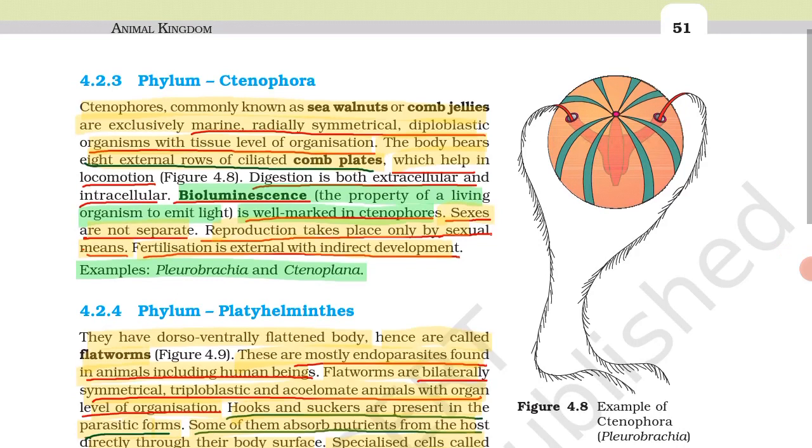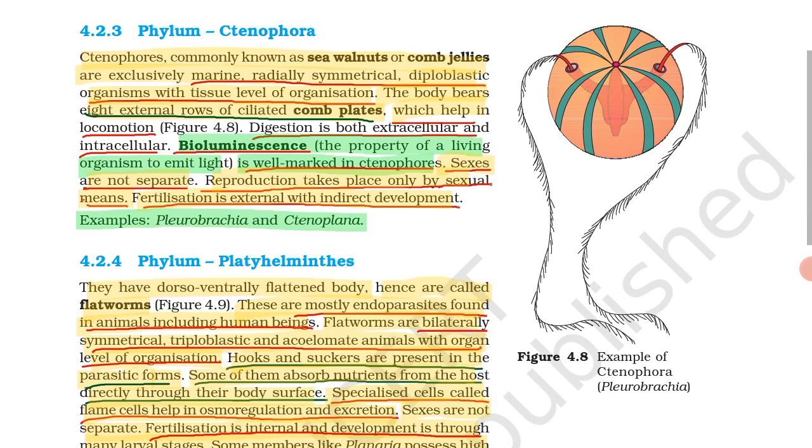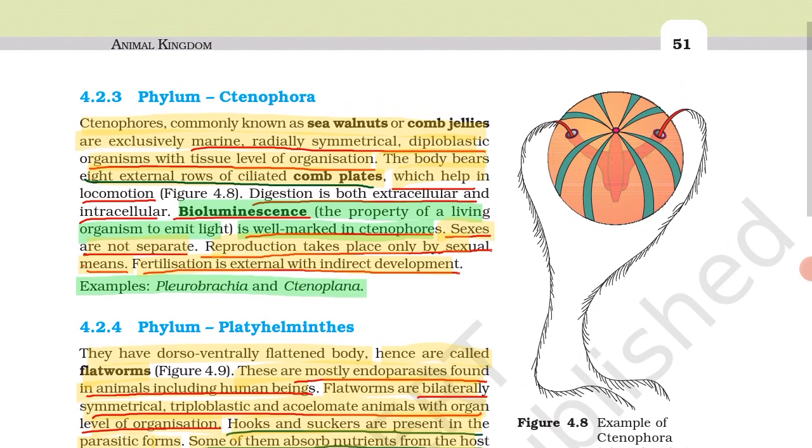See the diagram, figure number 4.8, examples of ctenophora. See the body of this ctenophore, it is like jelly. They have two outside tentacles, and they are also known as sea walnuts and comb jellies. They are marine and radially symmetrical.